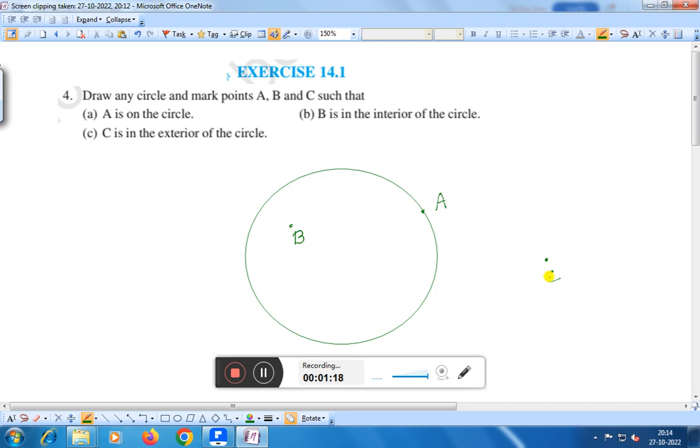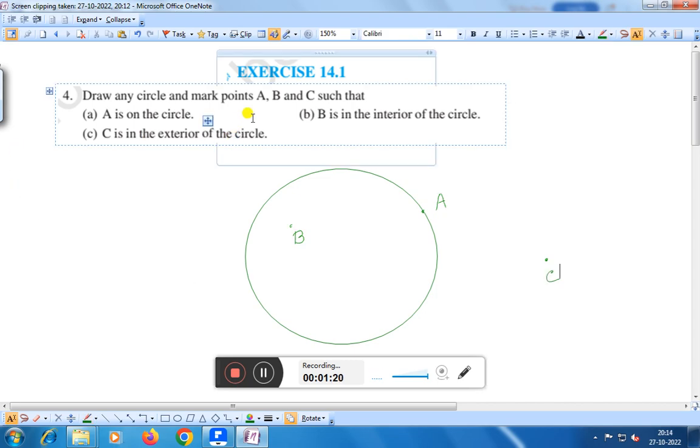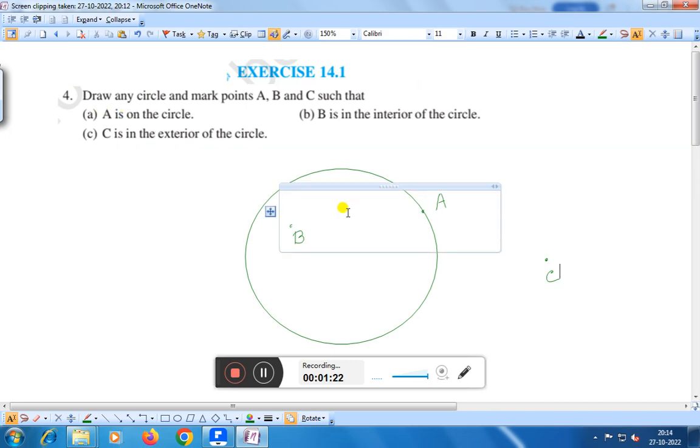We are repeating once again. Draw any circle and mark points A, B, C such that A is on the circle. We draw a circle and we take a point on the circumference of the circle. Therefore, A is on the circle, right? B is in the interior of the circle. Within the circumference, we have taken one point B, that is in the interior of the circle, and C is in the exterior of the circle. Outside this circumference, we have taken another point, that is C, and this is in the exterior of the circle.